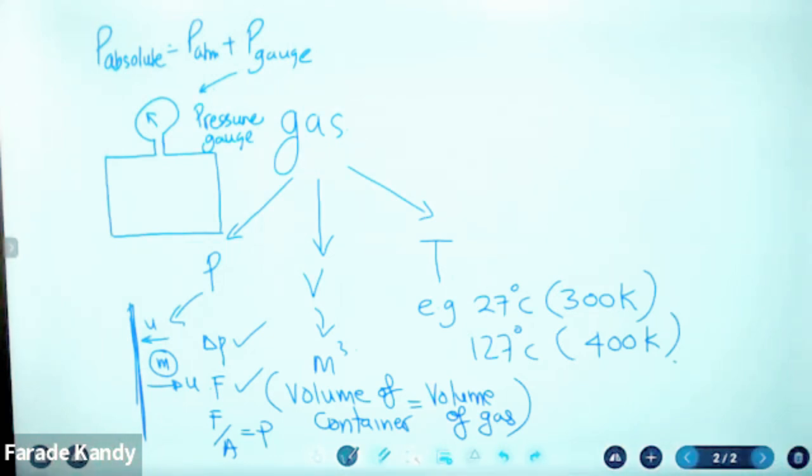Under gases, we will consider three main quantities. They are: first one, pressure.